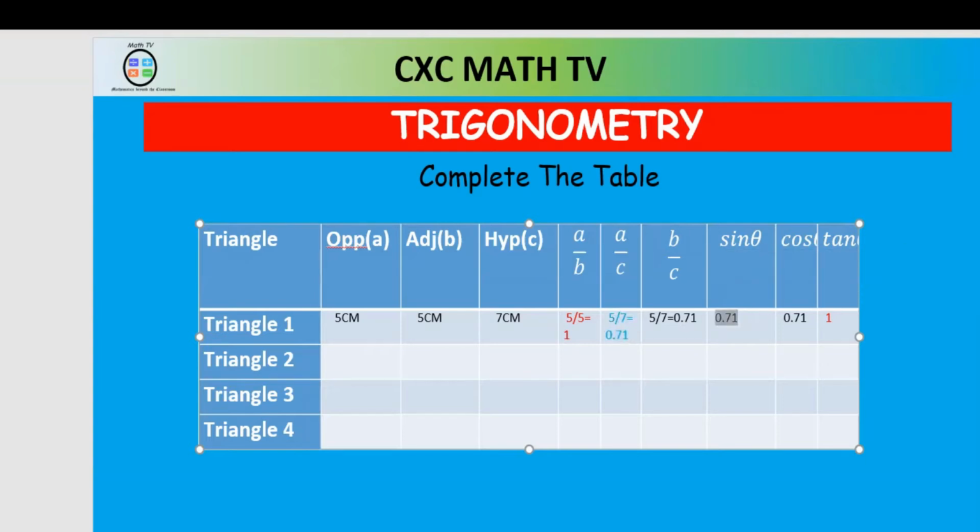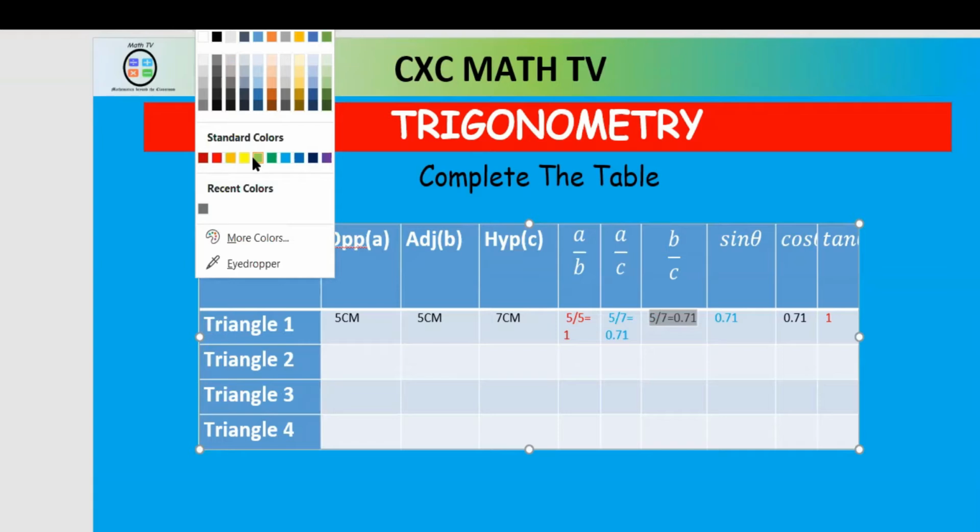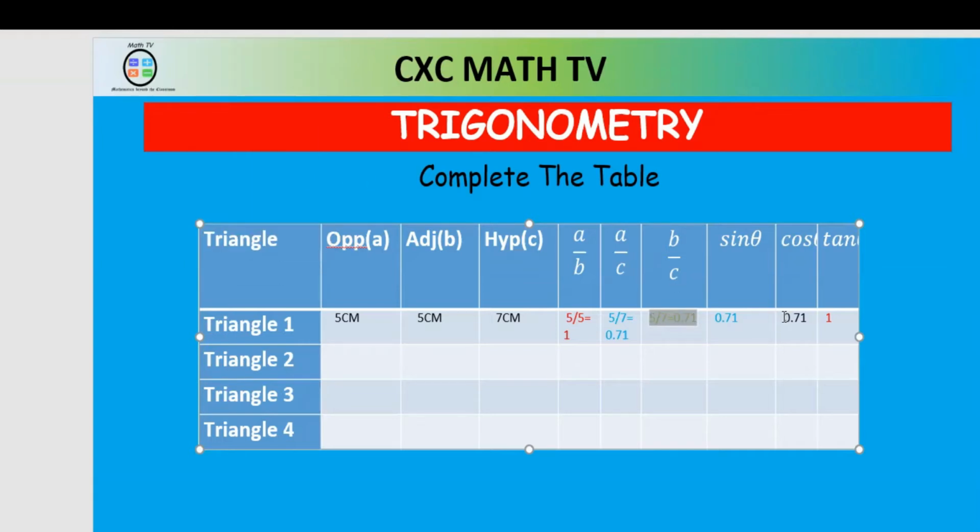Those are equal. And if you work out B over C, we can see that that is also the cos of theta. Nice. All right, so that verifies it. You can construct other triangles and test to see if these trig ratios will be true.